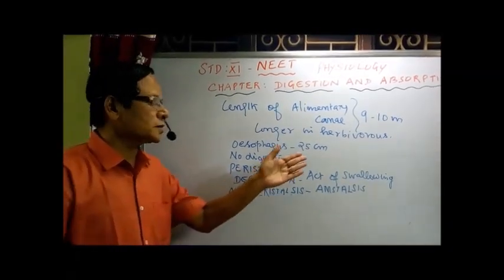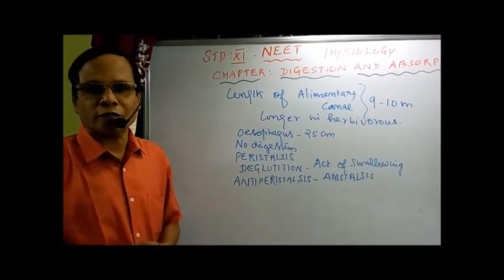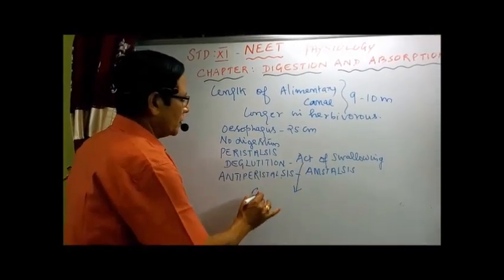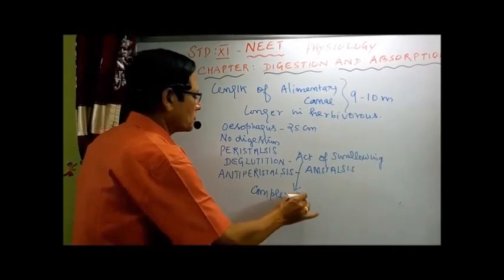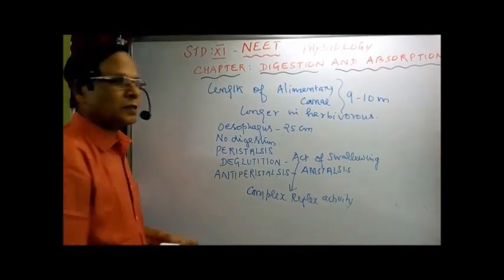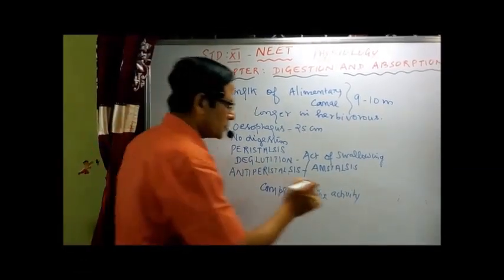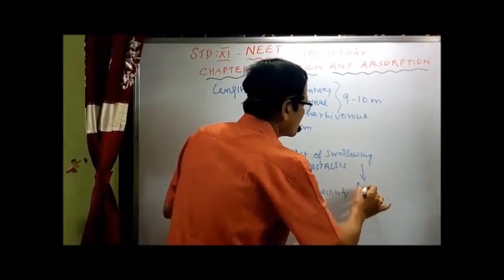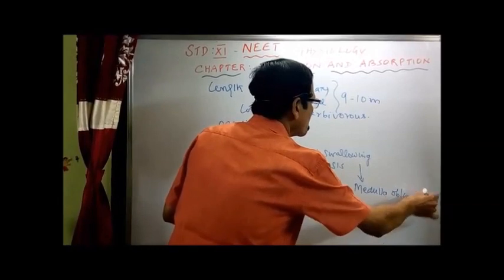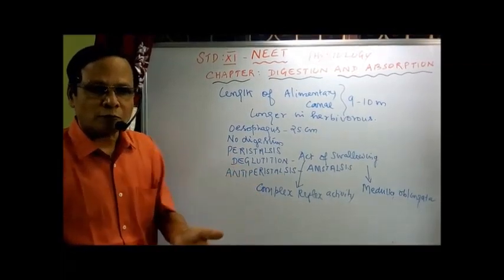Now swallowing is a reflex activity, a complex reflex activity. The controlling center for swallowing is located in the medulla oblongata. By means of peristalsis the food bolus is being propelled.